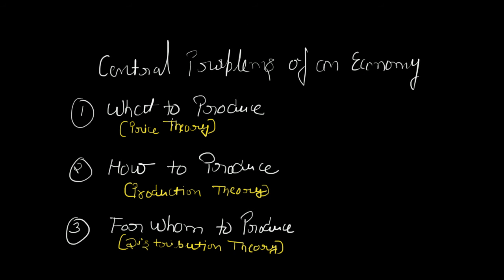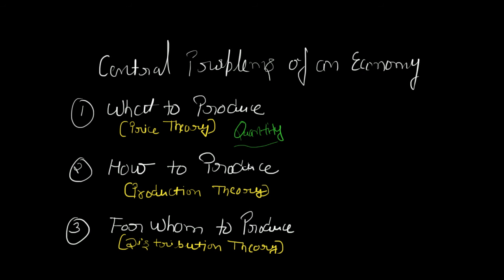Moving further, let us now discuss a very important concept in the chapter, central problems of an economy. What all are the central problems of an economy? This is very important. The first central problem of the economy is what to produce. Not only what commodity to produce, but also in what quantity.